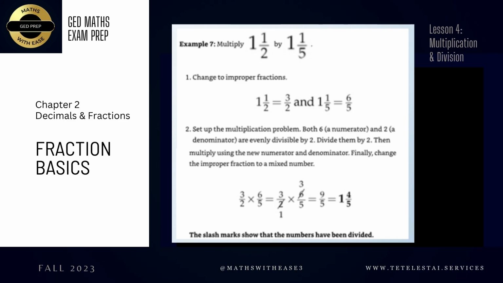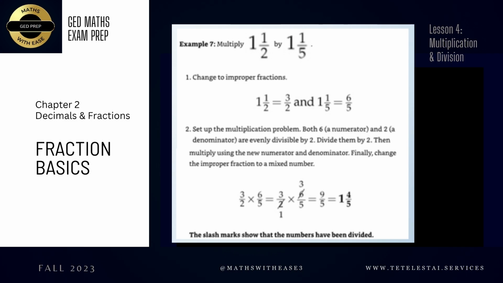And now we need to ask ourselves, can we simplify this further before we start multiplying? Okay. And the answer is yes, because 2 goes into 6. So 2 goes into 2 once, that's what's shown here. 2 goes into 6 3 times, and then you multiply across to get your answer, 9/5. But you're not done because this is still top heavy.